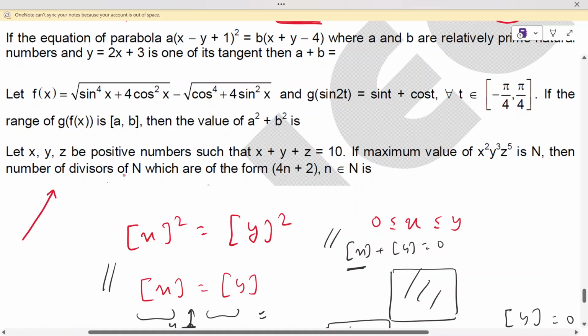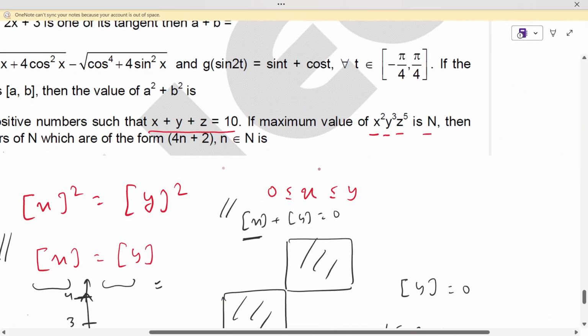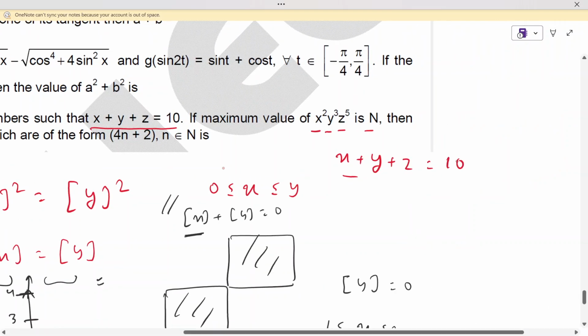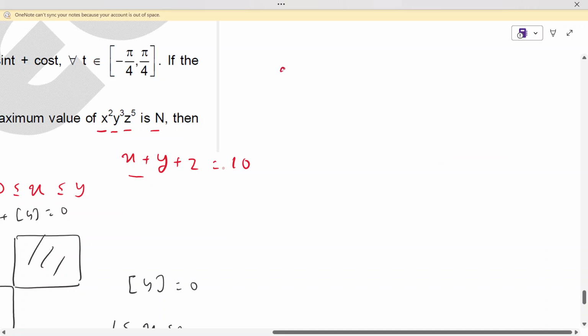This one says x, y, z are positive numbers such that x plus y plus z is equal to 10. The minimum value of x square into y cube into z to the power 5 is n. So regarding this, you need what? AM-GM, na? x plus y plus z is given as what? 10, right? Fine. So I write it as x by 2 plus x by 2, because I need x square. Then I will apply AM-GM.